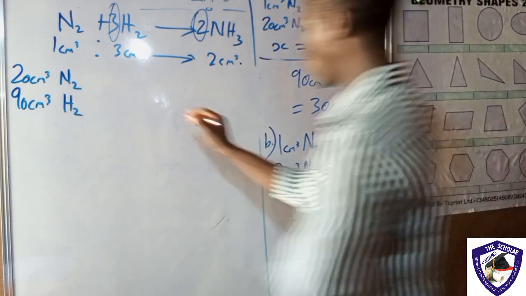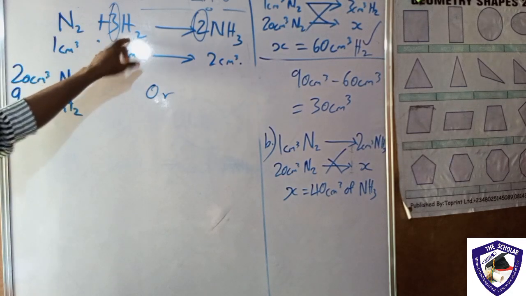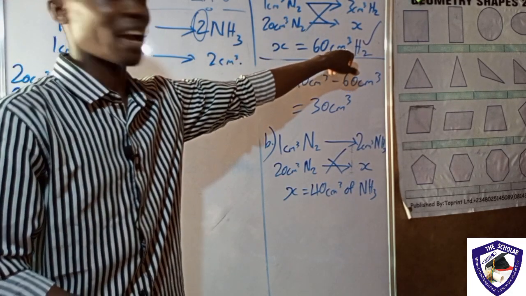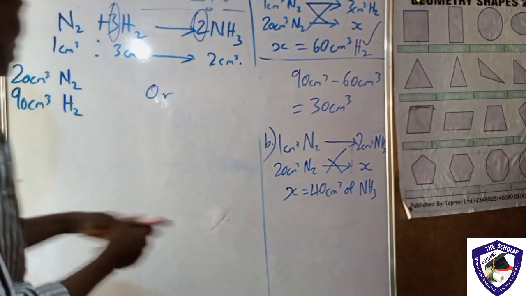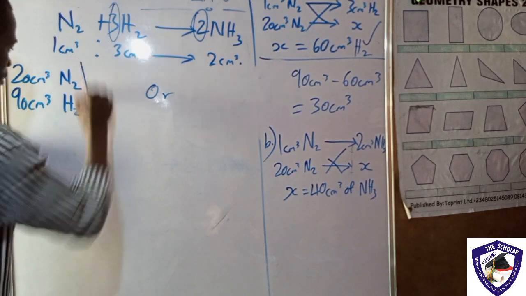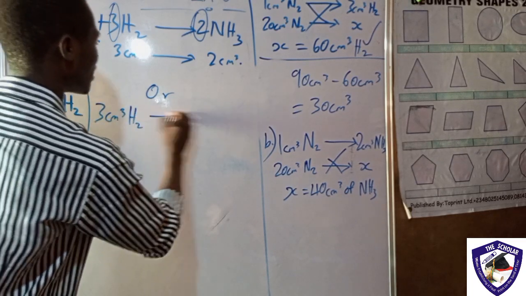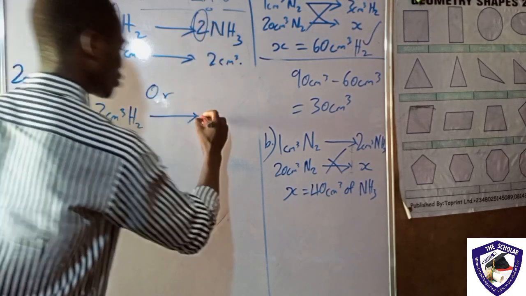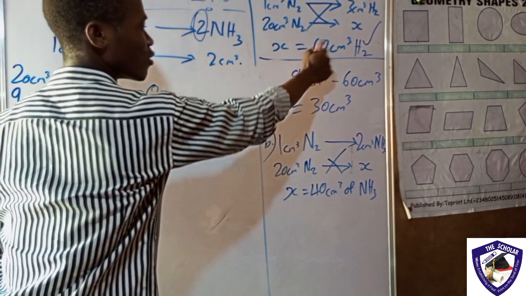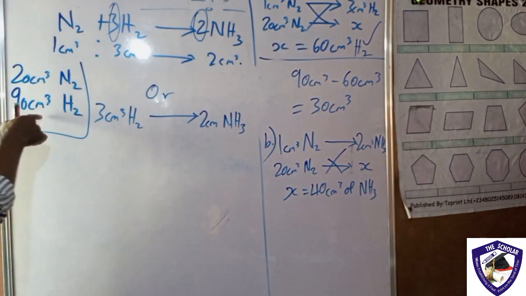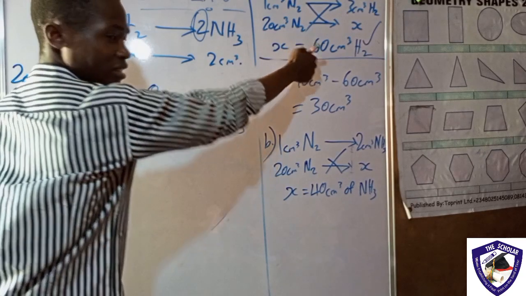Are you with me? Or you can also calculate using hydrogen. Since we've been able to calculate the amount of hydrogen that was used, 60 centimeter cube, you can calculate using hydrogen. You can say 3 centimeter cube of hydrogen reacts and gives us 2 centimeter cube of NH3. Now this is what you are going to use, not 90. Are you with me? Not 90, you are going to use 60.